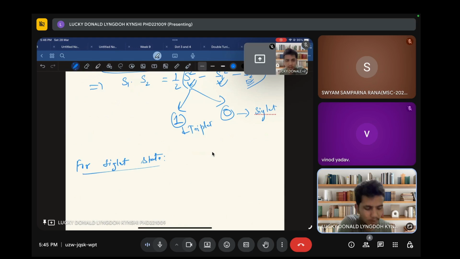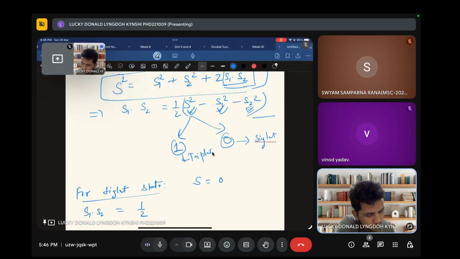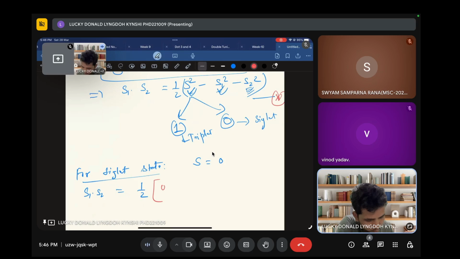So for the singlet state, what happened? Capital S, remember, is equal to 0. We have already seen for the singlet state, the total spin is equal to 0. That means S1 dot S2 equals half. If you look back to this formula, capital S equal to half, and then we get 0 square minus.